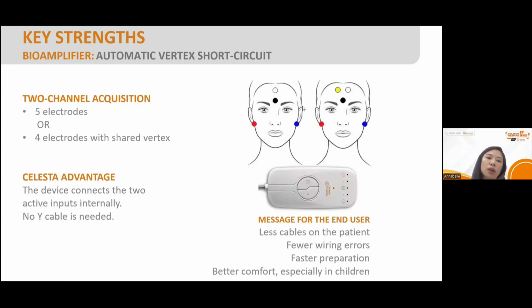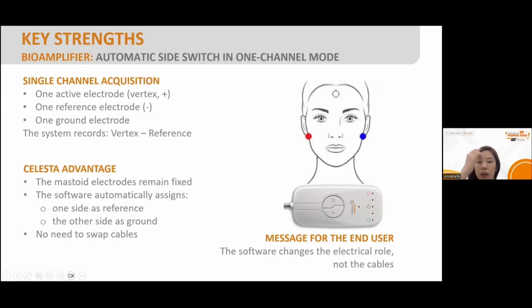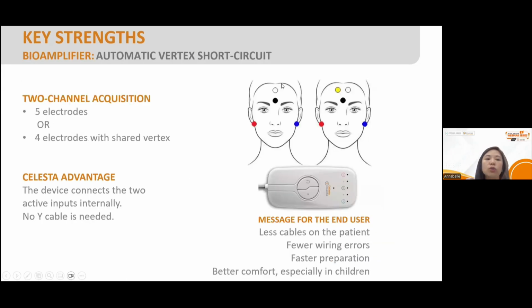Okay, so there's two channel acquisition. For one channel, we got only three electrodes, but for the two channel acquisition setup, we got five or four electrodes with the shared vertex. Okay, this is the shared vertex. This is five electrodes, but you just have to prepare one time. Then you can reduce the test time by half, and there are fewer wiring errors, faster preparation, and better comfort.